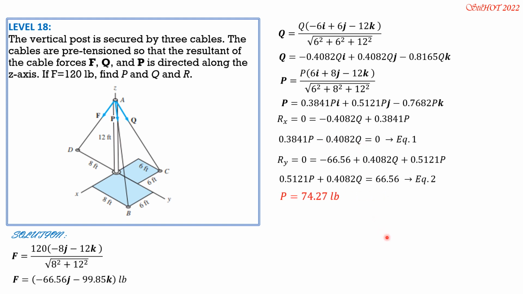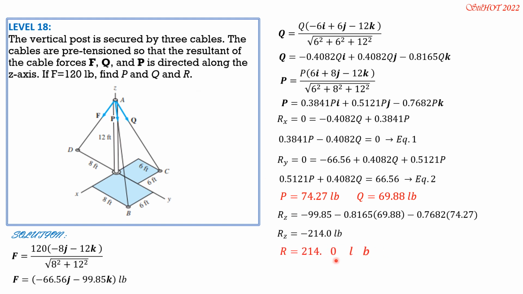So solving equations 1 and 2 simultaneously, we can now compute P and Q. So P is 74.27 pounds, Q is equal to 69.88 pounds, and the resultant, which is Rz, because Rx is 0, Ry is 0, so Rz is negative 99.85, negative 0.8165 of Q, which is 69.88, and negative 0.7682 of P, which is 74.27. So Rz is equal to negative 214.0 pounds. So the magnitude of R is 214 pounds, because that's the magnitude only.